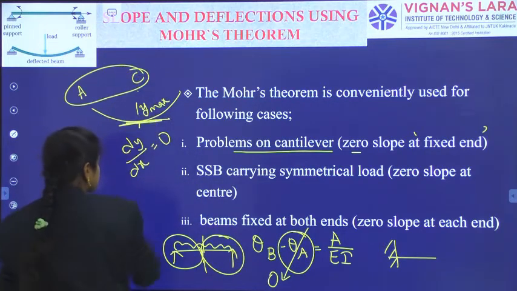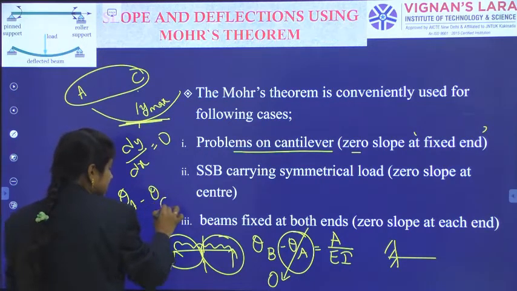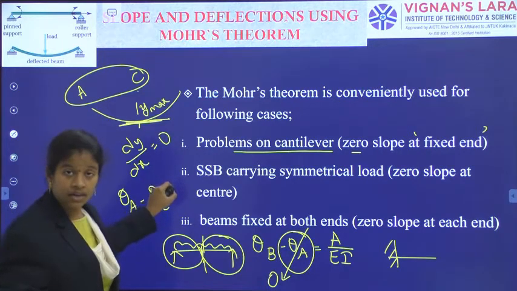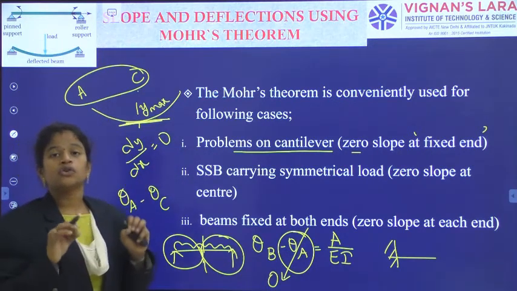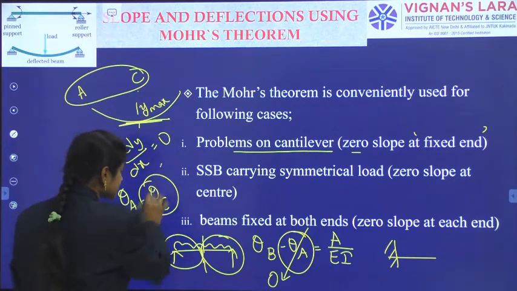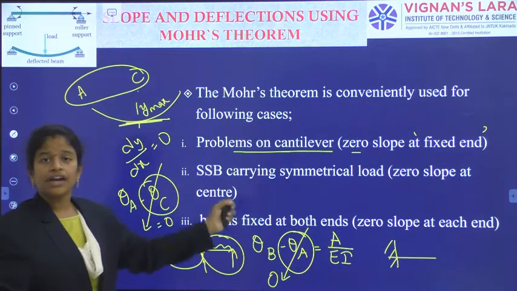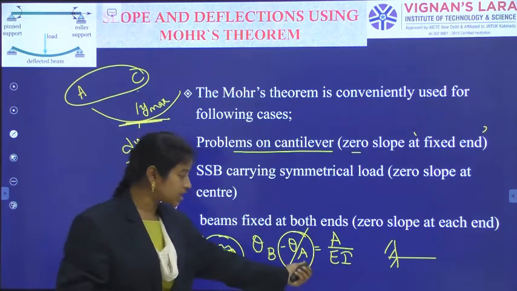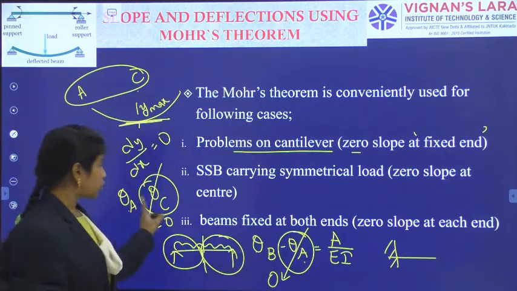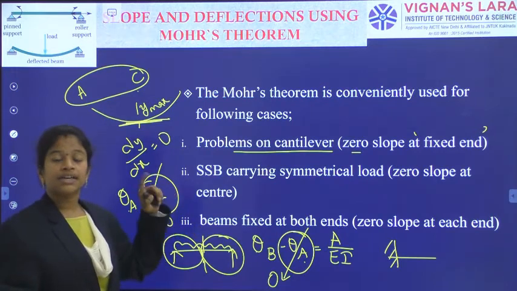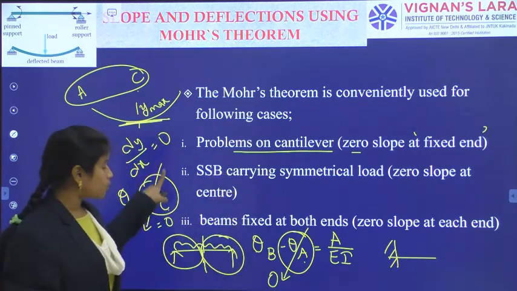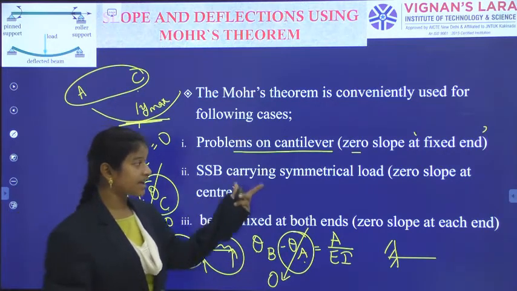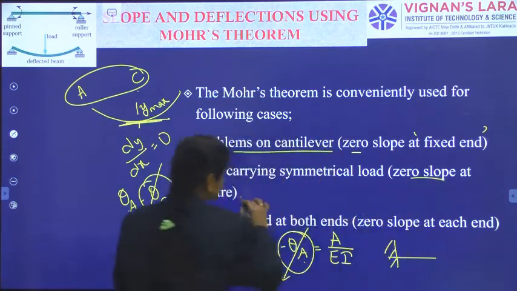Considering these two, theta A minus theta C, this theta C is becoming equal to 0 because at the center C there is no slope. That's why, as theta C is equal to 0, the final output theta A is equal to A by EI. So even though the equation is having two unknowns, once one of the answers is equal to 0, theta A can directly be evaluated. In this way I can solve, because the 0 slope at the center condition is also possible.